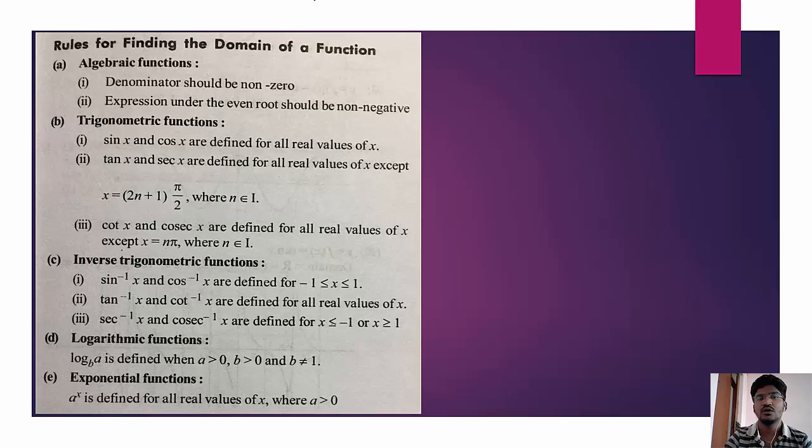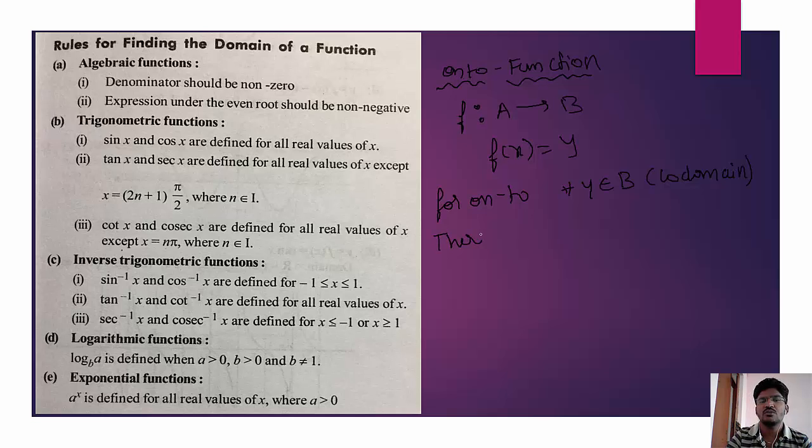Okay. Now let us go for onto function, and let us understand what this onto function is. Again, let f be a function from A to B and defined by f of x equal to y. So for onto, for every y belongs to B, that is codomain, there must exist an x belongs to A. Then it is called onto.